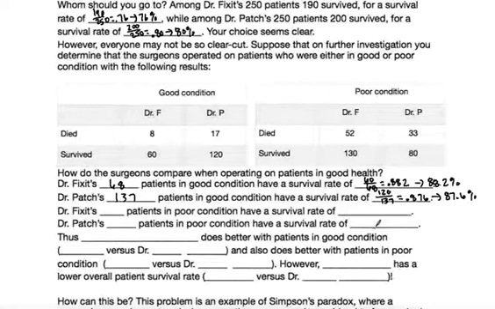Dr. Fixit's patients in poor condition, so he had 182 patients in poor condition, and 130 of them survived, so 130 out of 182 gives you 0.714 or 71.4%. Dr. Patch had 113 patients and had a survival rate of 80 out of 113, which is 0.708 or 70.8%.